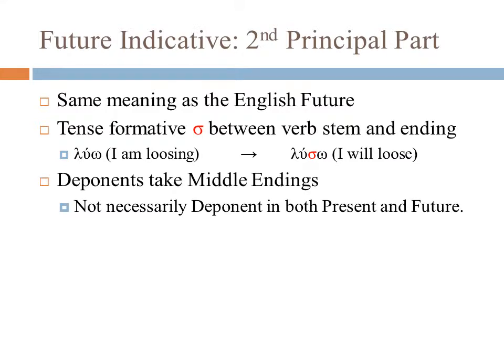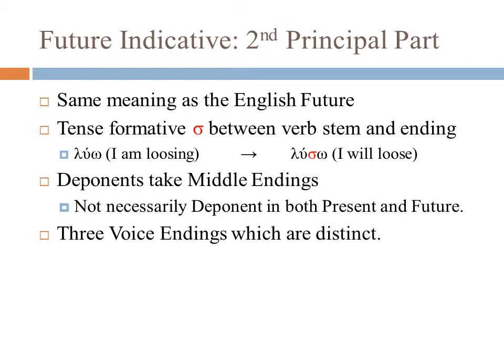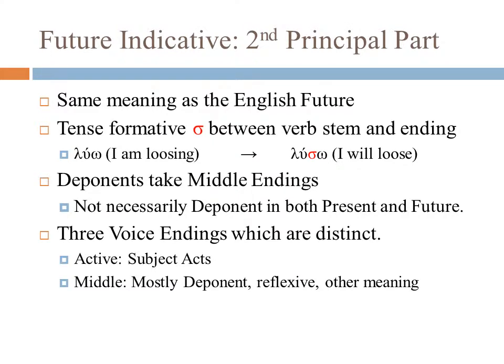Deponents take middle endings, just as they did in the present. However, deponents that were deponents in the present may not be deponents in the future, and vice versa. There are 3 distinct voice endings in Greek in the future indicative. They are active, subject acts; middle, mostly deponent, reflexive or other meanings; and passive, that the subject is acted upon.